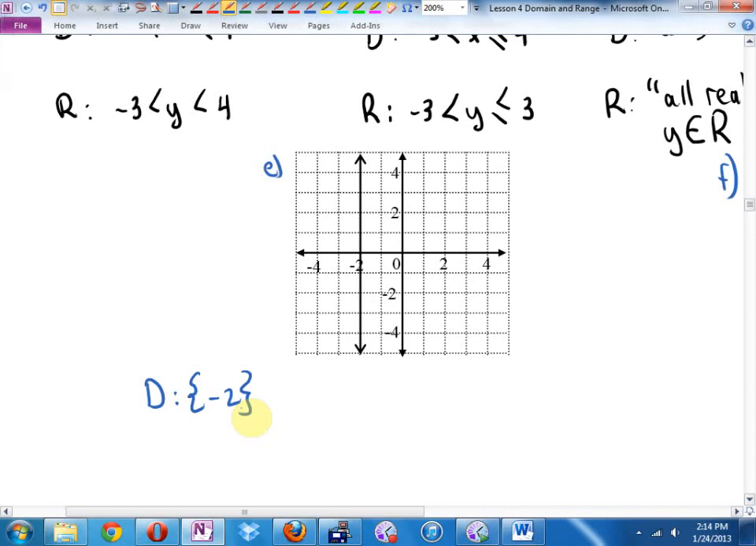How low does this graph go? -infinity, because there's arrows. How high does this graph go? We called that one all reals. Y, range. Funky curly E, capital letter C with a line in the middle of it. R for reals, all reals. Everything. Every single possible height appears on this graph, but only one x value appears on this graph.